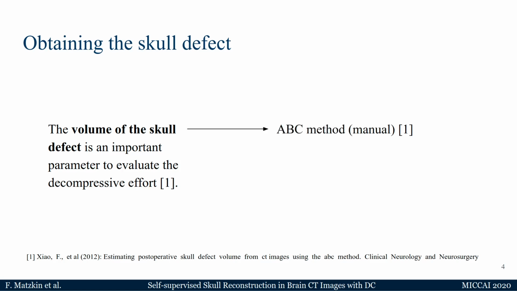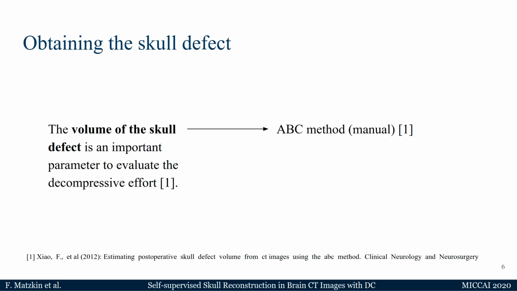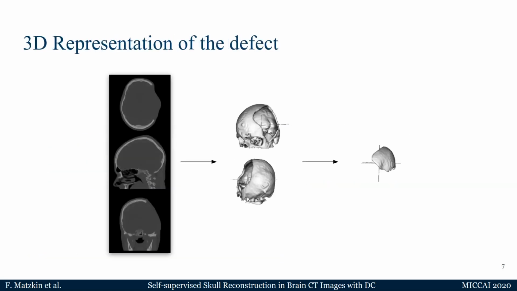This is known as the ABC method. This method gives approximate results and has to be done manually. Here's an example of how those measurements have to be done, which when multiplied give a reasonable estimate of the volume. We propose a different approach to estimate the skull defect volume by first reconstructing a 3D model of the defect and then measuring its volume. This is done by counting the pixels of a volumetric representation of the flap and scaling with physical dimensions.